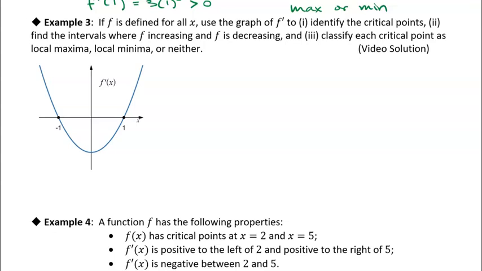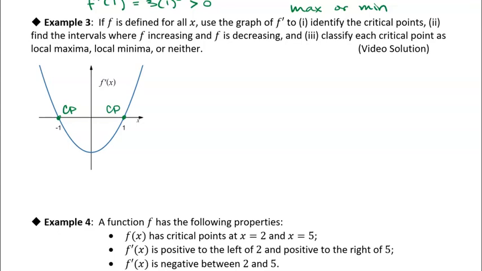All right, so the critical points are where the derivative equals 0. So this point right here, the derivative is 0, so this is a critical point. And here the derivative is also 0. This is a critical point. Remember, we're not looking at the slope of this function because this is the slope. This is f prime of x, and we're being asked questions about the original function f.